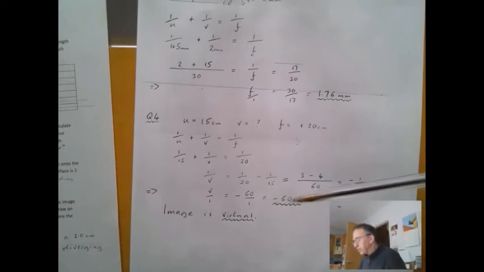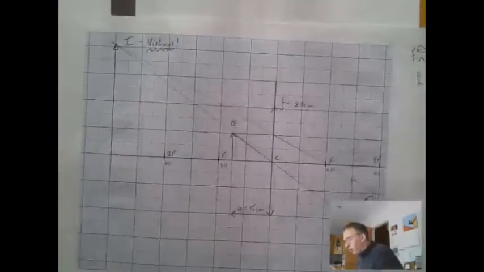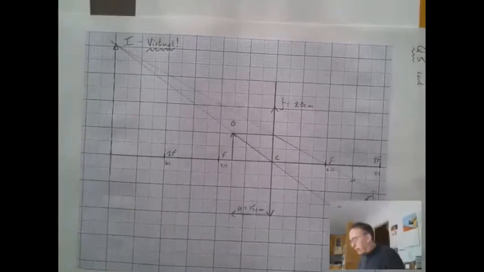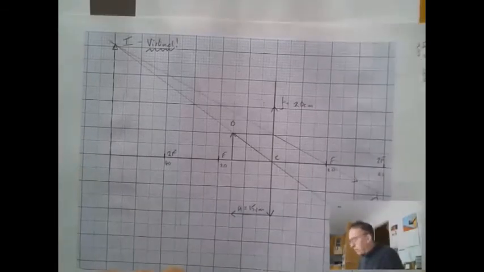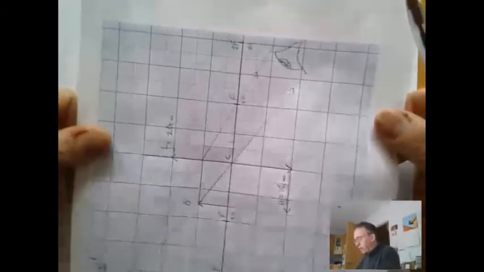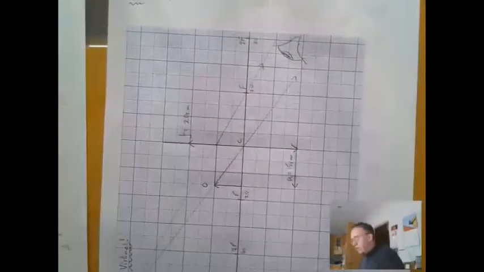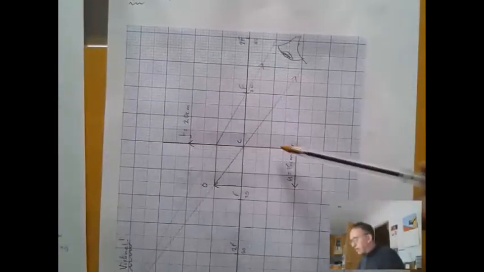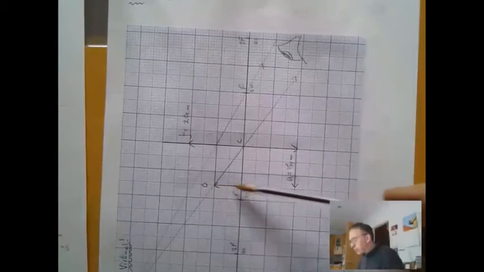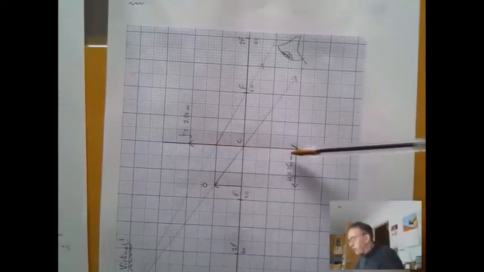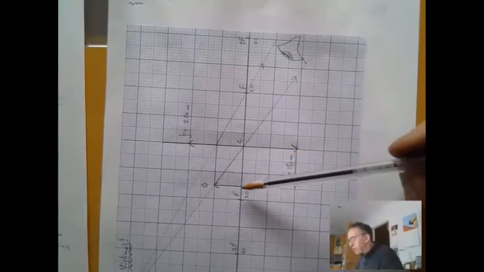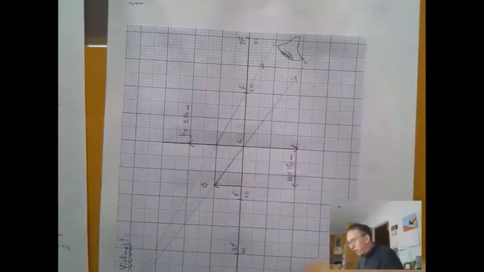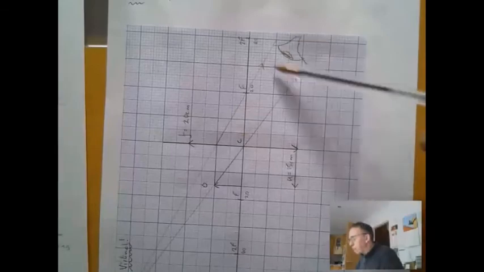The negative tells us that it's virtual. If we then go on to draw the ray diagram, it looks like this. Now, again, it's a microscope, so in reality, what we've got is an arrangement like this. There's the lens of the microscope. Here's the object, the insect, placed below it. What the lens is going to do is produce a magnified but virtual image, which can be observed by an observer through the lens.